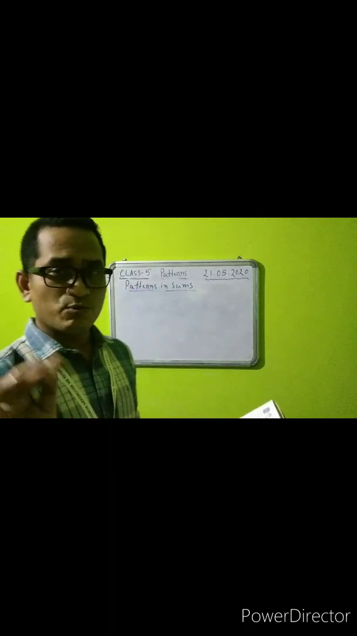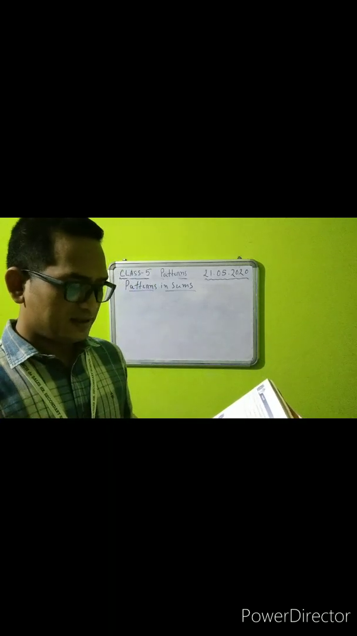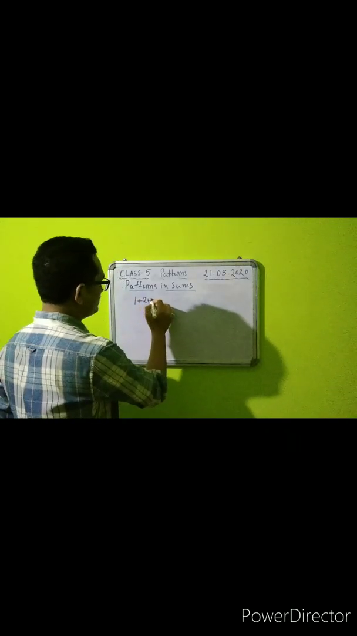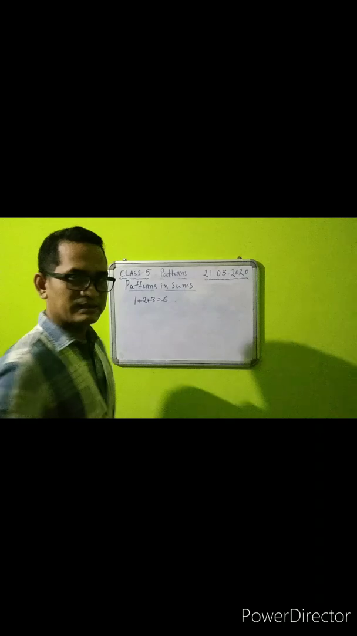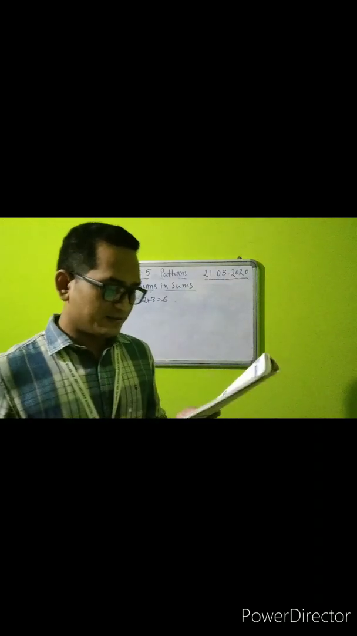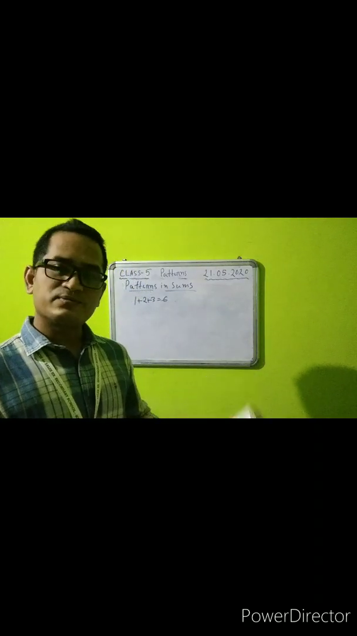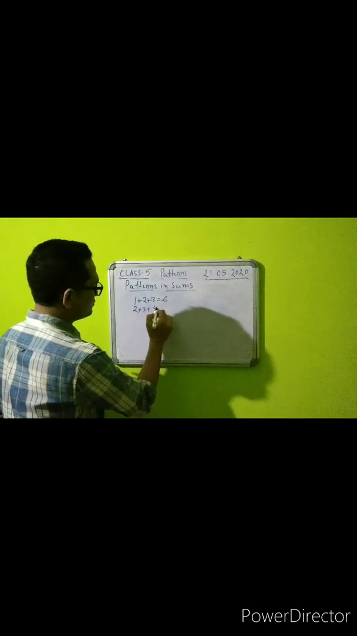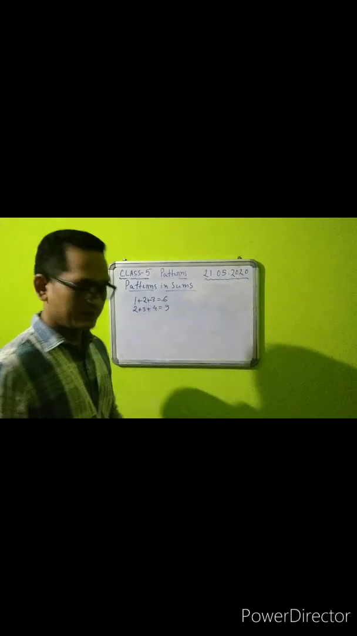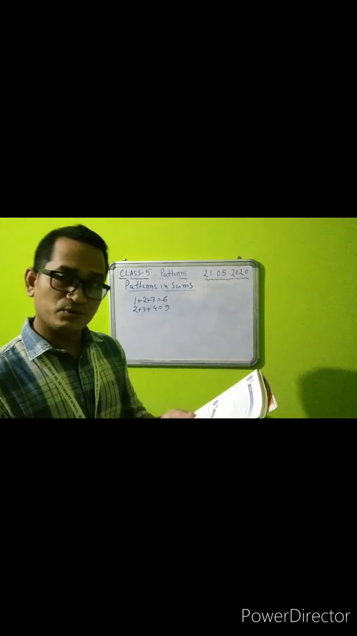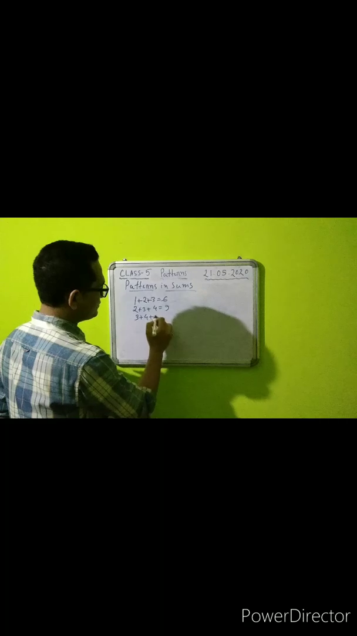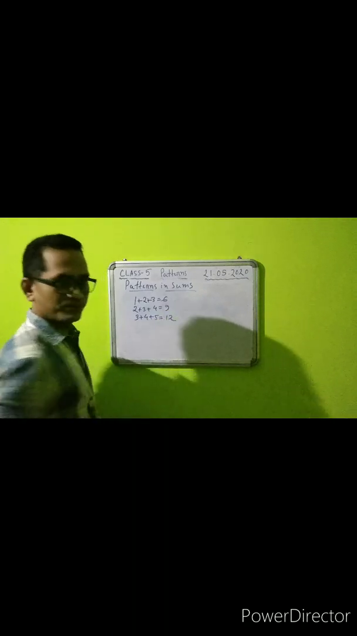It is given 1 plus 2 plus 3 is equal to 6. After that, what is given? 2 plus 3 plus 4 is equal to 9. And 3 plus 4 plus 5 is equal to 12.